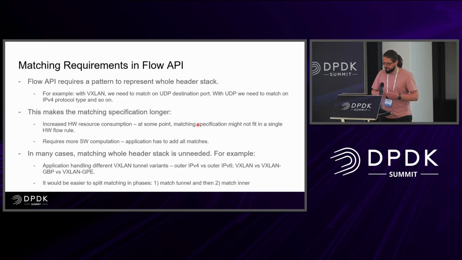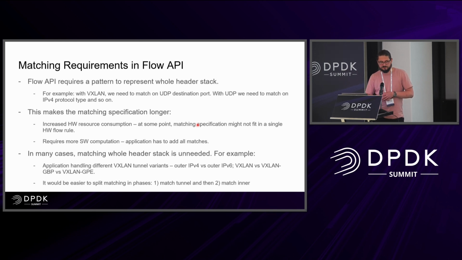So now, going a bit on a tangent. In the Flow API we have the ability to add new custom protocols, and we can define basically the whole header structure. But what if we wanted to reduce them? As I mentioned, the Flow API requires a pattern, the array of rte_flow items, to represent the whole header stack. If I want to match on VXLAN packets and look at both outer and inner header values, I need to define Ethernet, IPv4, UDP, VXLAN, then again Ethernet, IPv4, UDP, and so on.